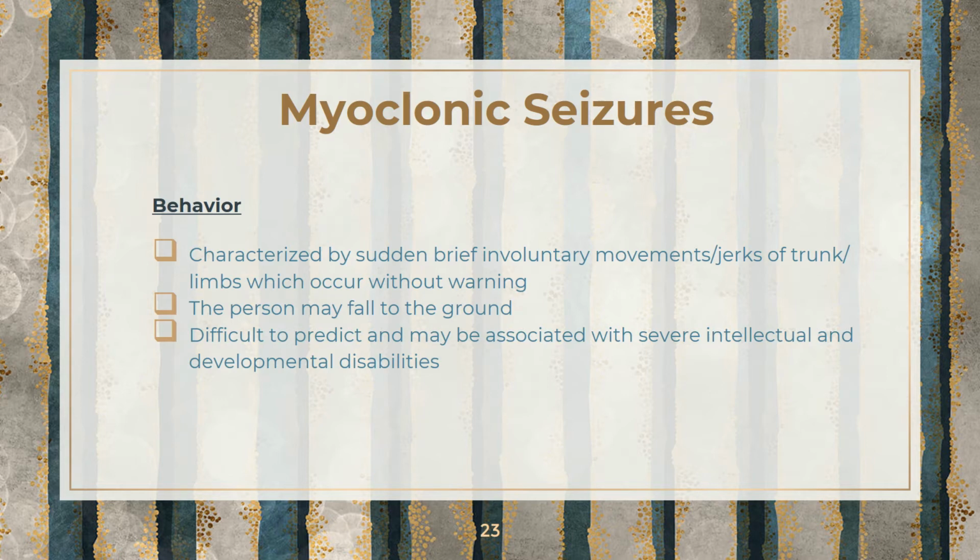Myoclonic seizures are characterized by sudden, brief, involuntary movements and jerking of the trunk and/or limbs that occur without warning. The person might fall to the ground as a result. Myoclonic seizures are difficult to predict and may be associated with severe intellectual and developmental disabilities. The following video shows what a myoclonic seizure might look like and the appropriate way to respond.